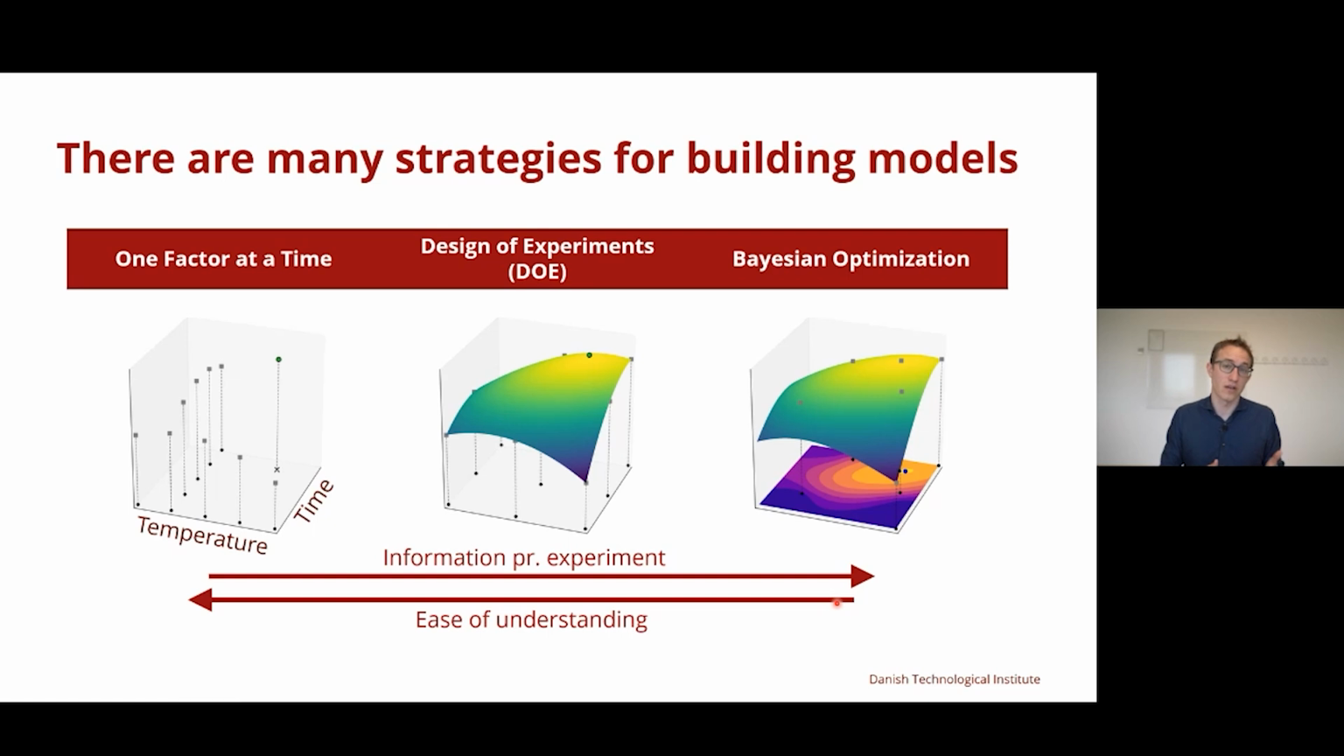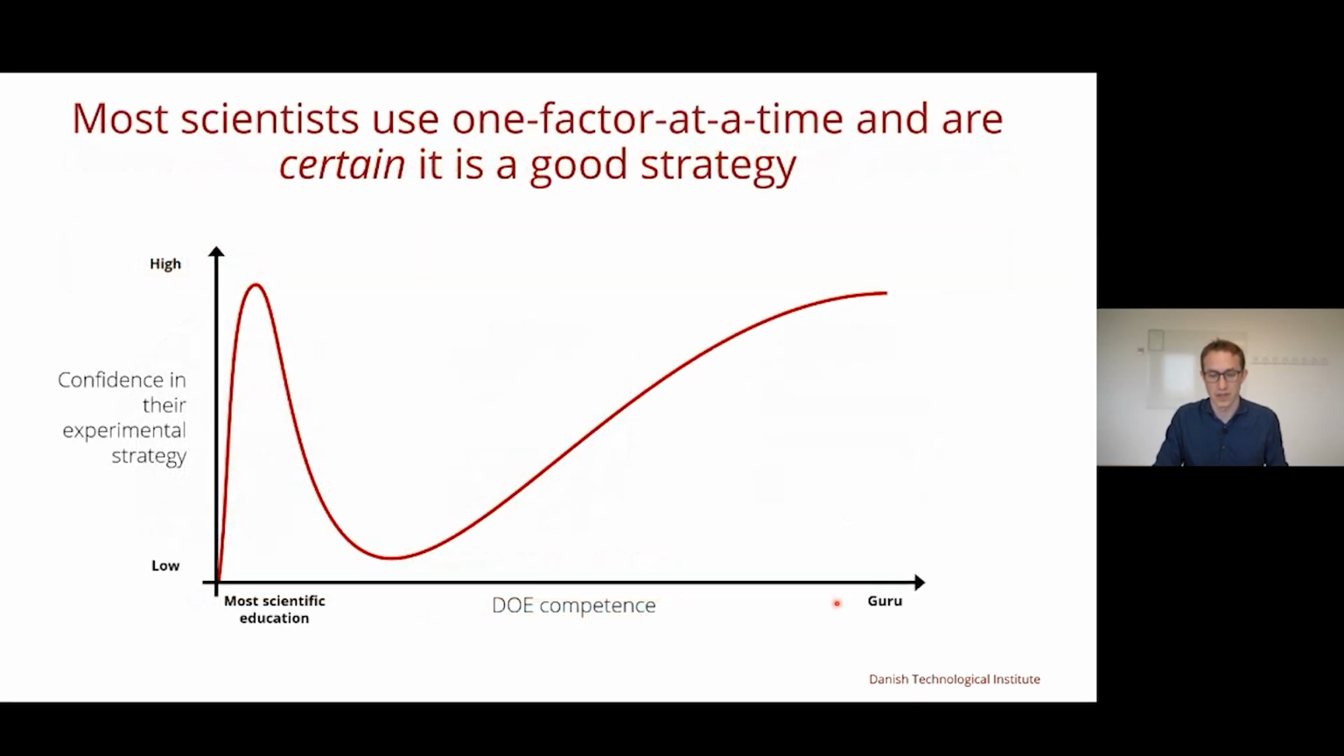And that comes at a cost of ease of understanding. It's much easier to understand the bad method, one factor at a time, and much more complicated to understand the math that is happening in the Bayesian optimization. But luckily for you, you don't have to in order to make use of it.